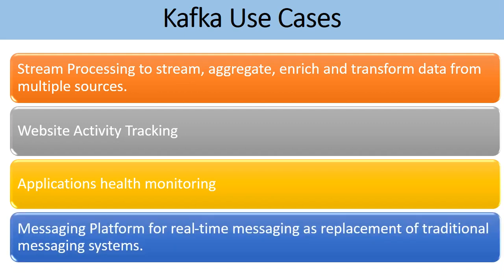Then we can also think of using Kafka as a messaging platform for real-time messaging, as a replacement of traditional messaging systems. Traditional messaging systems means RabbitMQ, ActiveMQ, or JMS. If we want to achieve higher throughput and ensure better distributed and fault tolerant capabilities for our messaging platform, and we expect a higher load of data and higher velocity of messages, then we can opt for Kafka as a replacement of those traditional messaging platforms, and we can achieve better results.